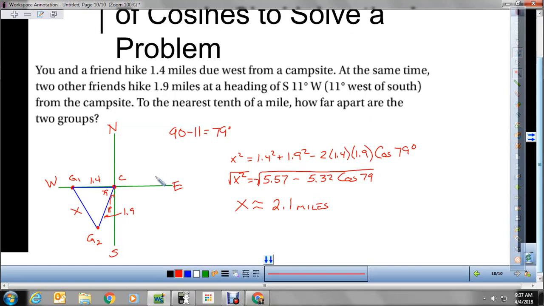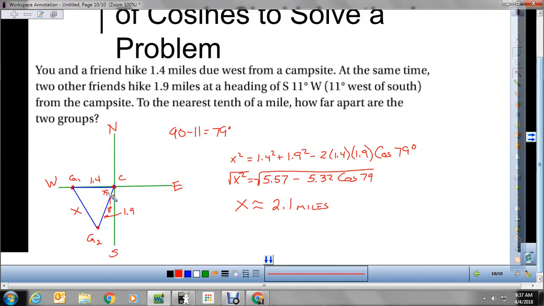Okay, so as you draw this picture, we start the campsite here at the origin. The first group goes out to the west, 1.4 miles. The second group goes 11 degrees to the west of south. So if we face south first, and go 11 degrees towards the west, this is our 11 degrees. Now, this is 1.9 miles here as I drew. The 11 degrees is referring to this angle measure right in here.